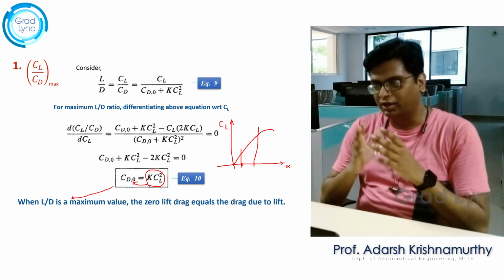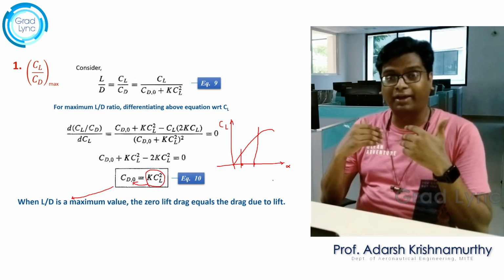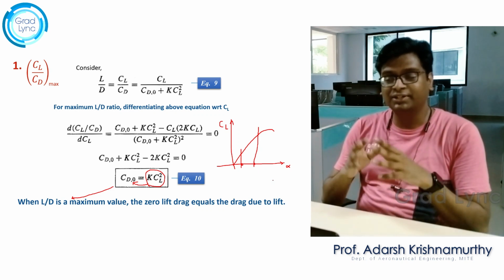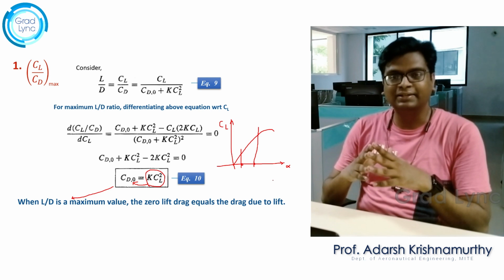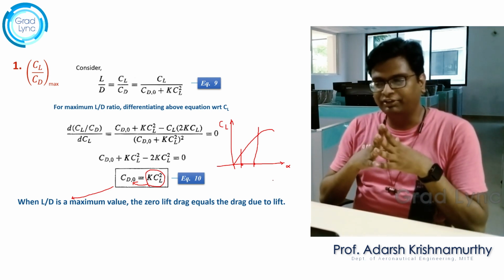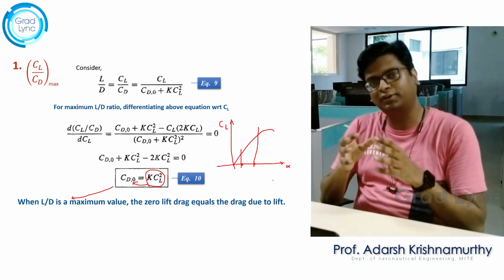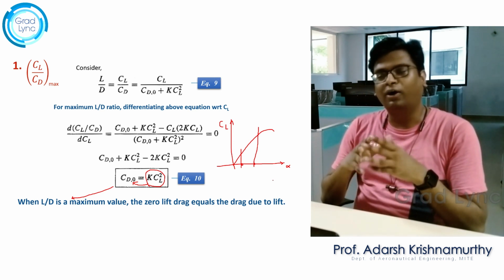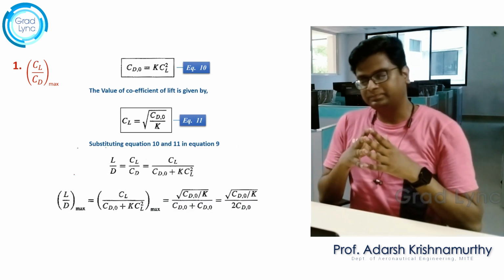Clear? Now that is how I am going to get this condition, or I am going to make the aircraft satisfy this condition so that it would be flying at CL by CD max. Now let's consider this equation 10, and with this equation, if I solve for coefficient of lift, on the right hand side I get under root of CD naught by K.